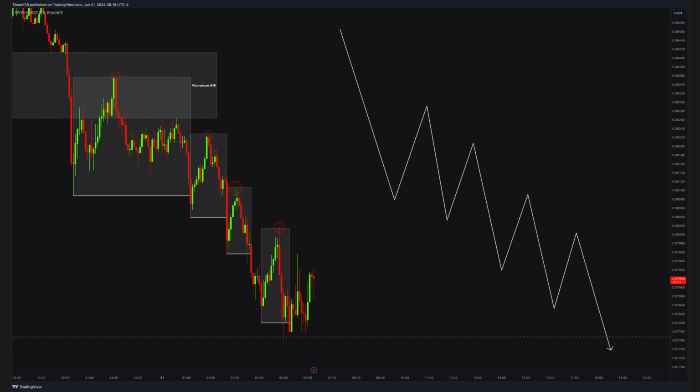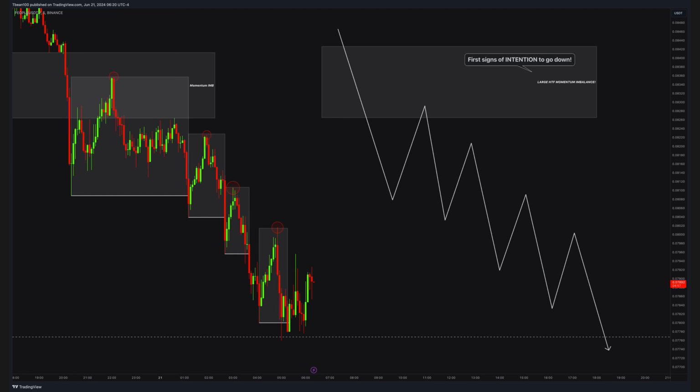Let me clarify the price action here one more time. You have noticed this very large hourly momentum imbalance. This is your first sign that the price wants to move into a certain direction. And then you just follow the flow with structure boxes until some certain liquidity area or imbalance. It is an endless battle between buyers and sellers.